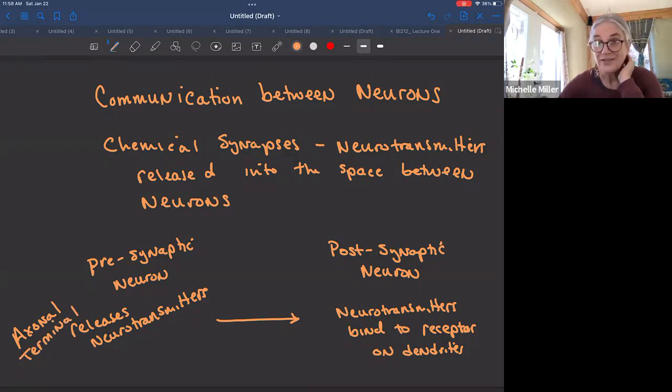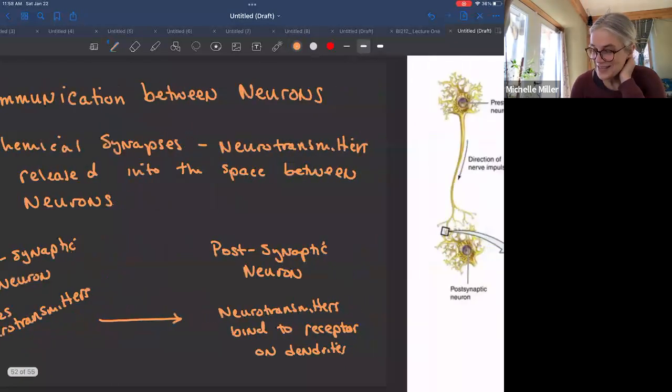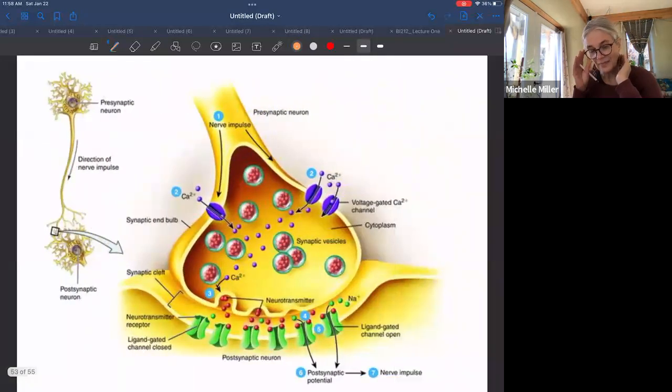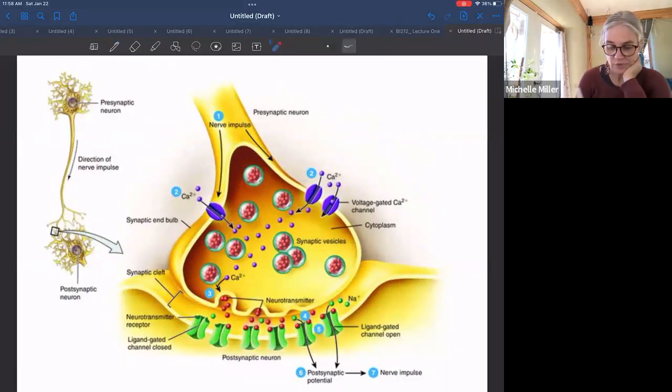Okay, so let's look at a diagram of this. So this is here my presynaptic neuron. Notice that the electrical energy, the action potential, is only traveling in one direction. And it is going to travel to the ends of these axons, and in the ends of the axons, we're going to have the release of neurotransmitters. So what happens? The steps.